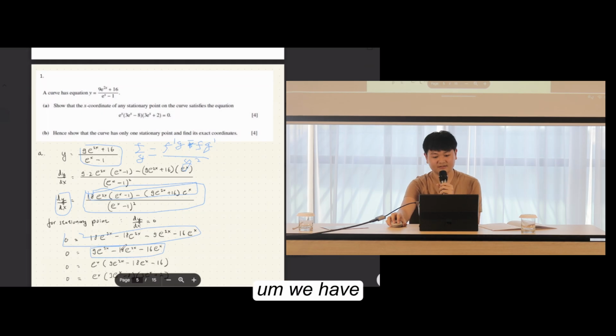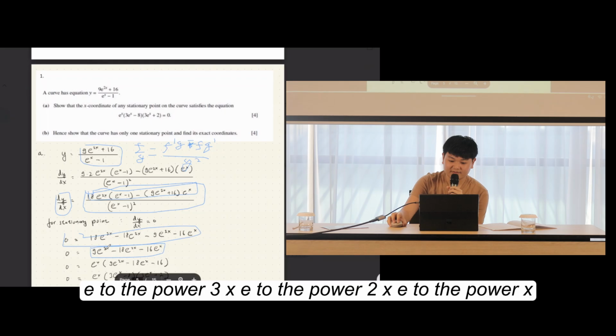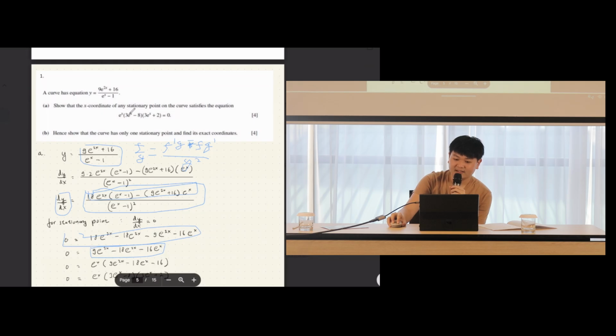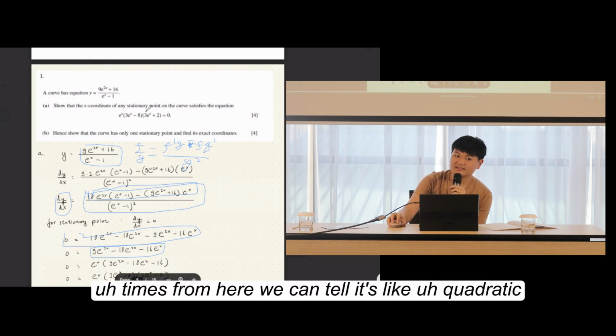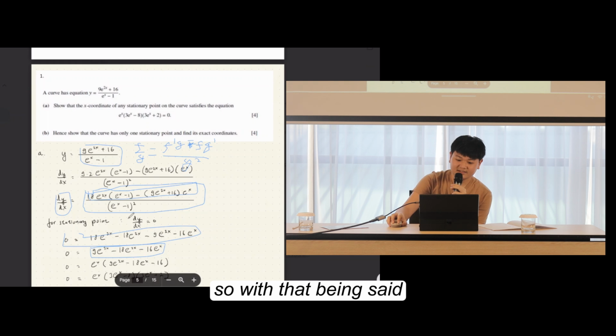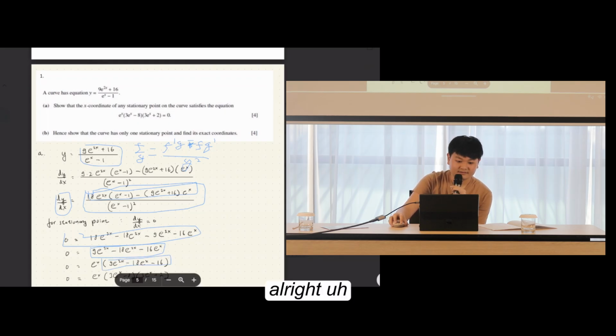And from here, we have a little pattern here, right? We have e to the power 2x, e to the power 2x, e to the power x. It's asking for e^x times, from here we can tell it's like a quadratic form times e^x. So with that being said, we can take out an e to the power of x, and it will become this, right?